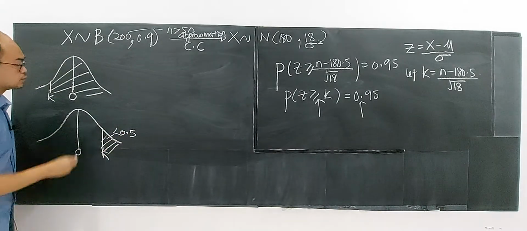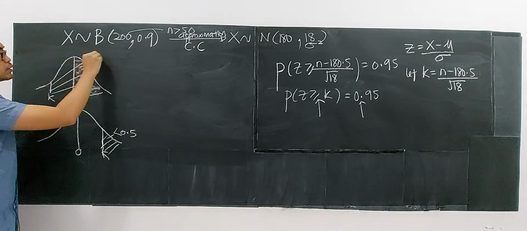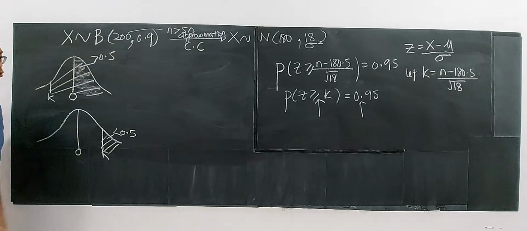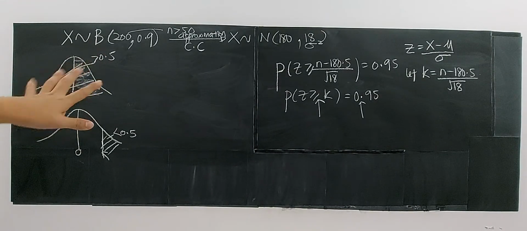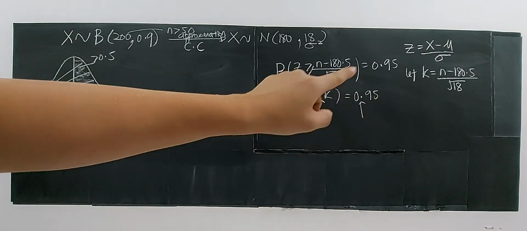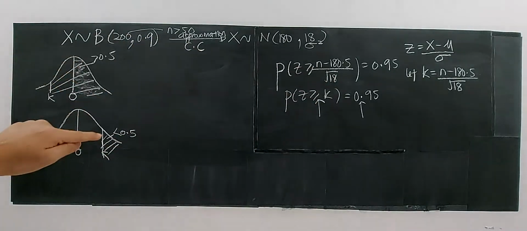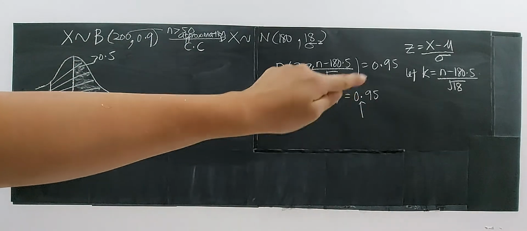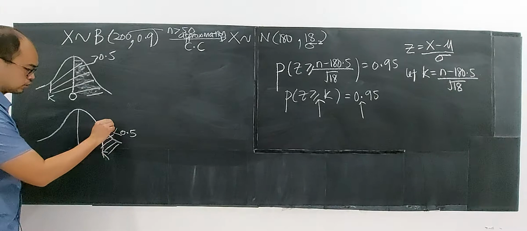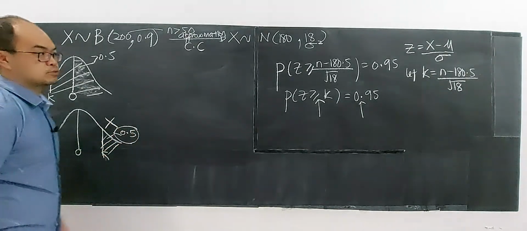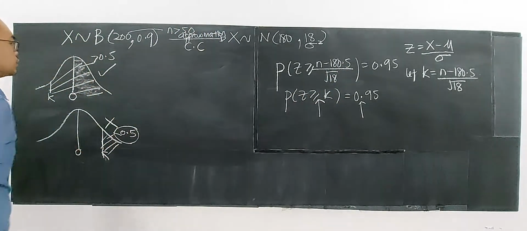0.5 is half of it. So this is already more than half. This is 0.5, and this is something greater than 0.5. So you have two choices, either this one or this one. But you look at the value 0.95. Definitely it's not this. The k is not this. Why? Less than 0.5. This is 0.95, bigger than 0.5. So this will be the distribution.